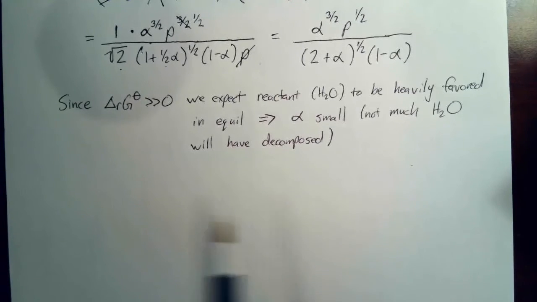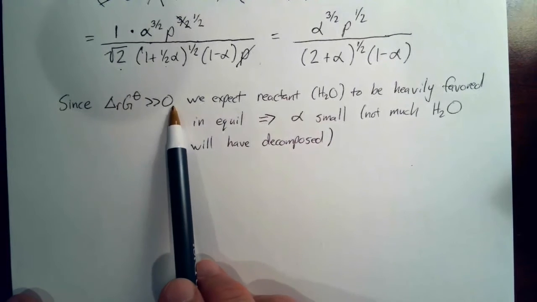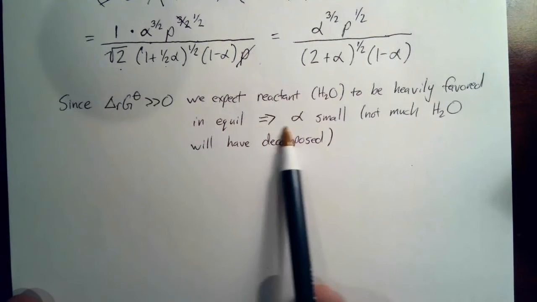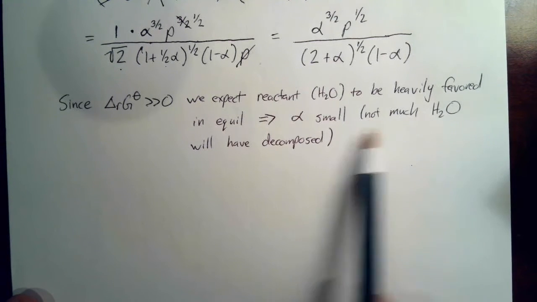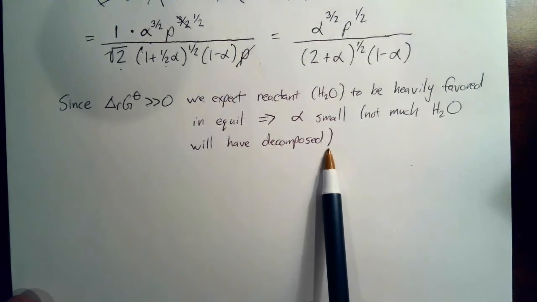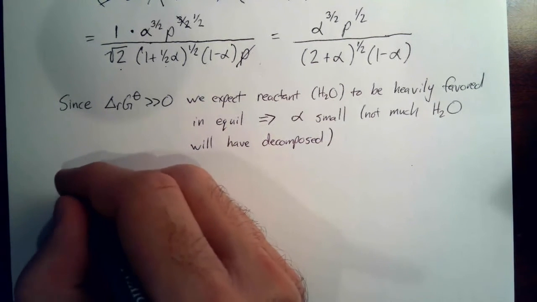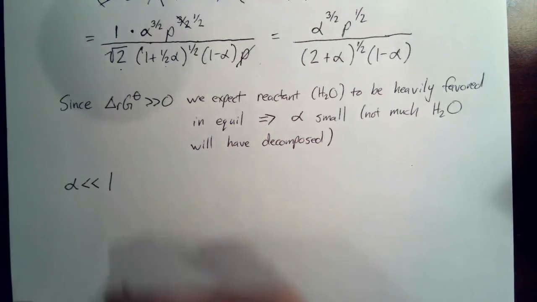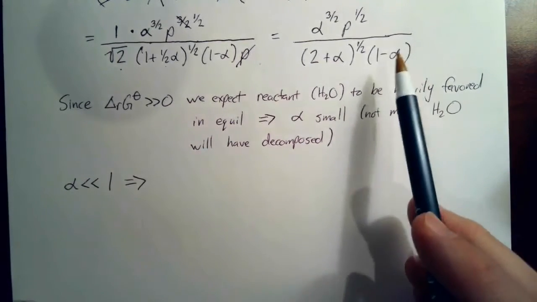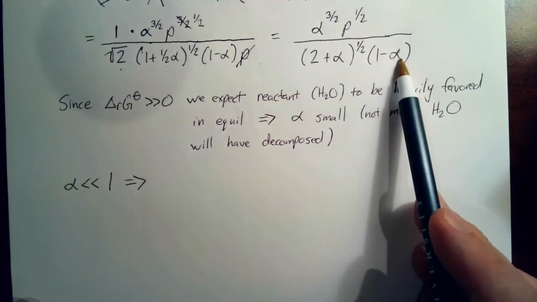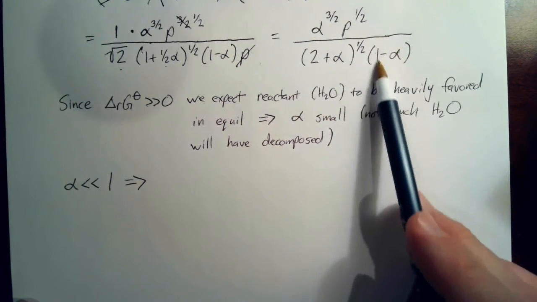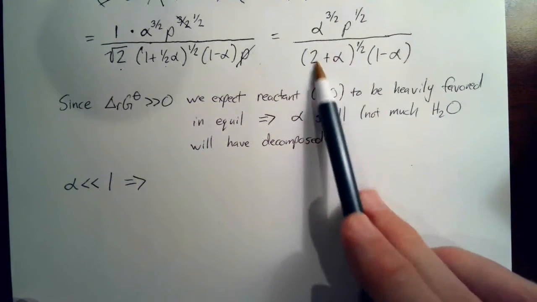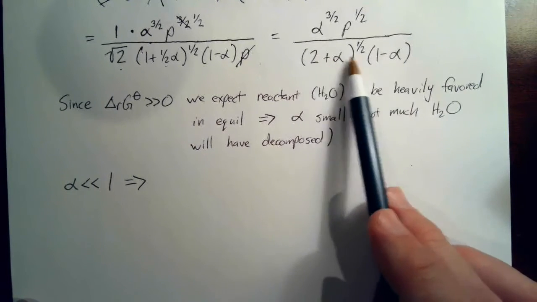Okay, so I've summarized that here. Since this is so much larger than 0, we expect the reactant, which is H2O, to be heavily favored in equilibrium, which means that alpha will be small, meaning that not much of the H2O will have decomposed. Okay, so now we're going to utilize that assumption. If alpha is small, let's say much less than 1, then we get some simplifications up here. 1 minus something that's much less than 1 is approximately 1. And 2 plus something that's much less than 1 is approximately 2. So the denominator here simplifies to just root 2.